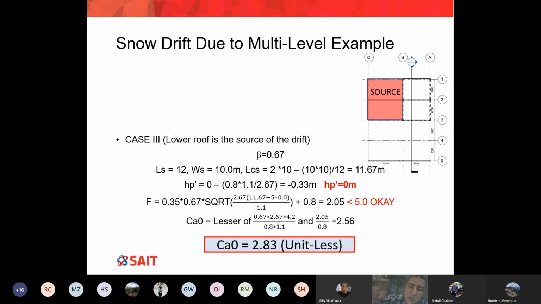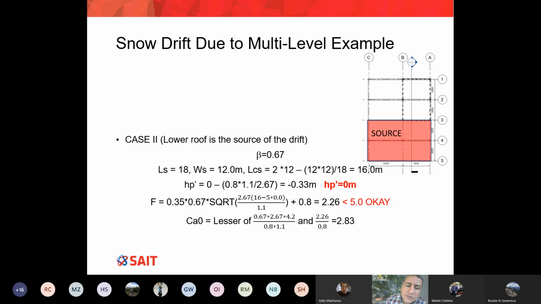Okay, so far, guys, we have 3 values of CA of 0, not only one. CA of 0 from case number 1, from case number 2, and case number 3. And the code says, and I will remind you where the code is, that you need to use the maximum out of those. I'll go back.